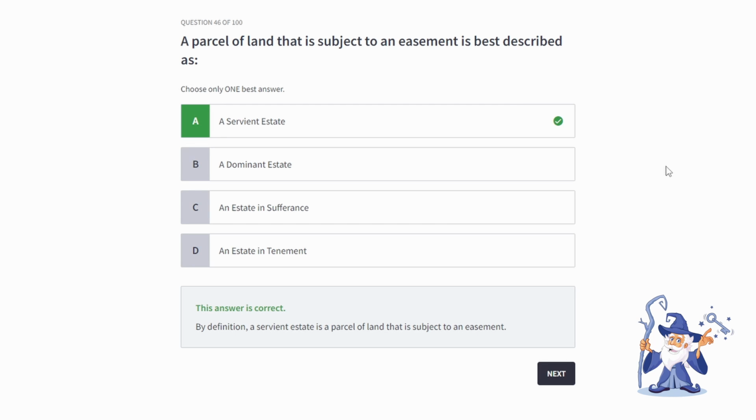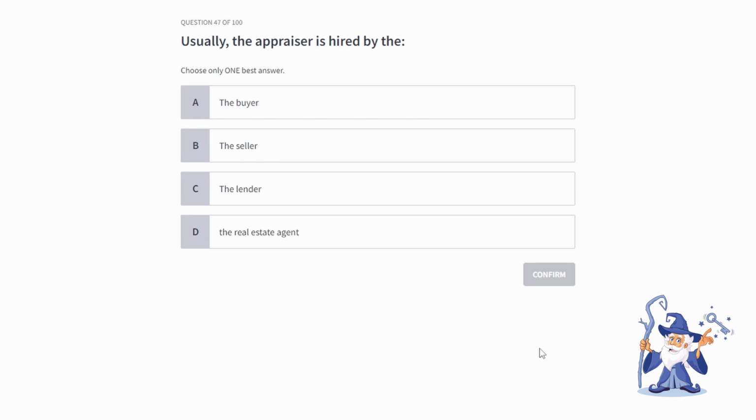But again, remember, a servient estate serves. They're subject to an easement. They serve. Think of it like that. Alrighty. Next one.